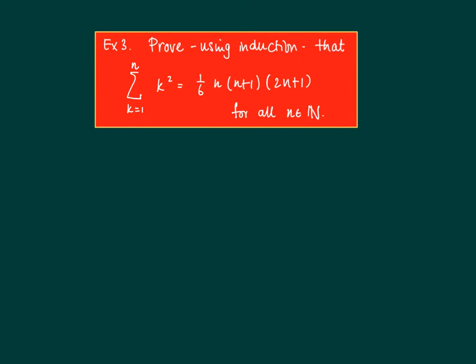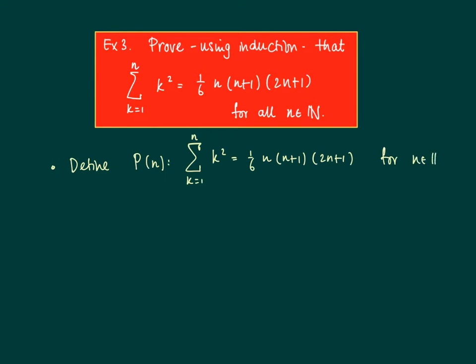Exercise 3. Prove using induction that the sum of the first n squares equals 1/6 n(n+1)(2n+1). Well, we define this as a statement over the natural numbers. P(n) is the statement that the sum of the first n squares equals 1/6 n times (n+1) times (2n+1), for n being a natural number. So we have different steps to take.